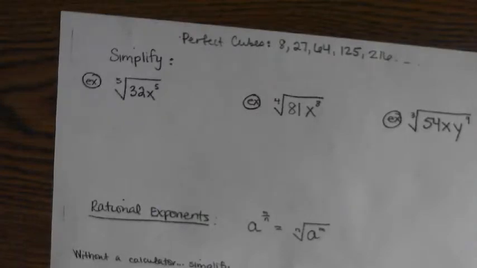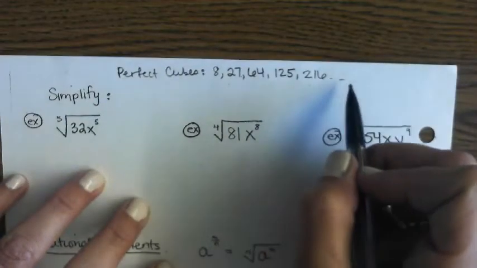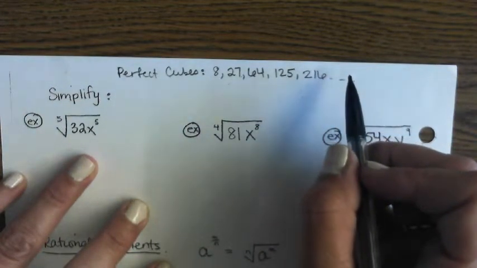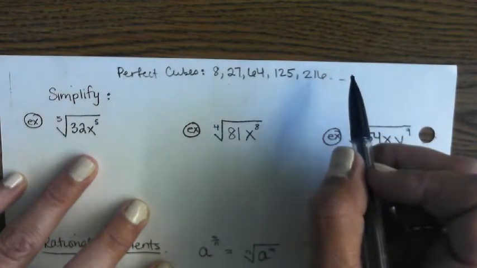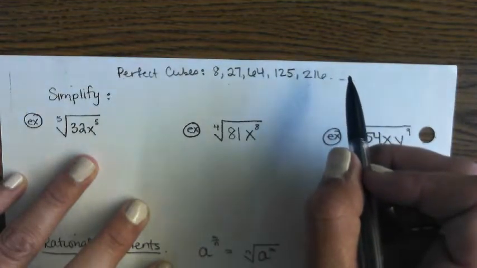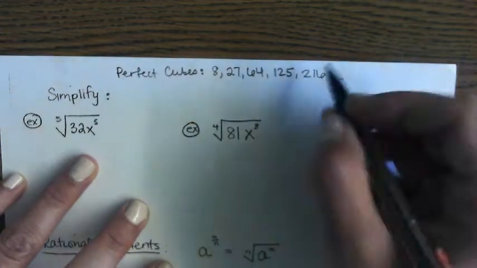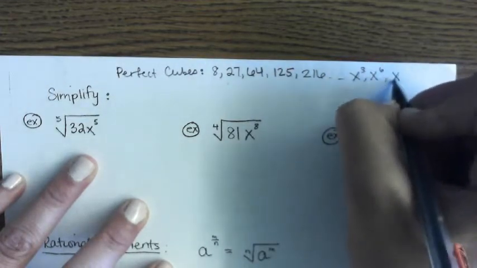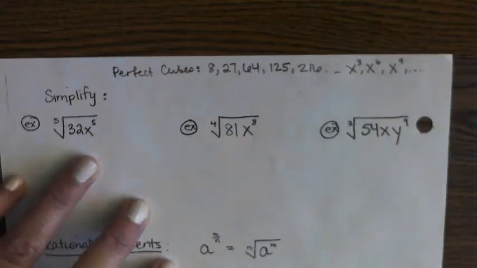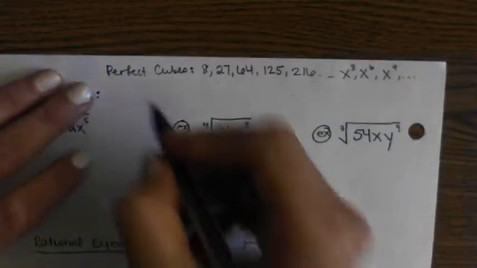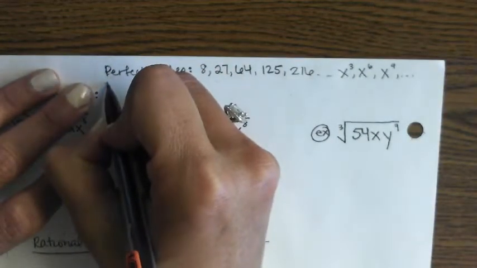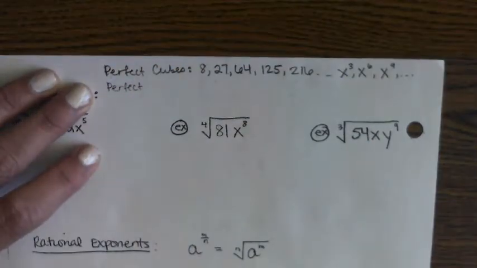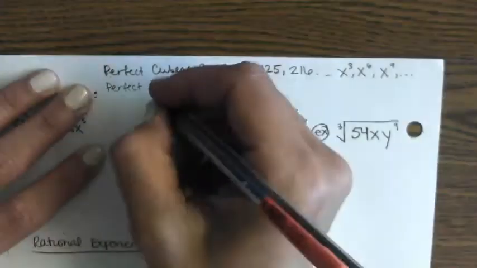As far as variables are concerned, what about a variable would make it a perfect cube? Well, who's talking to me? X to the third, what else? Right, any exponent that's divisible by 3. Good. So, I don't know that there's really a word for fourth powers. Okay, I think we ran out of them.